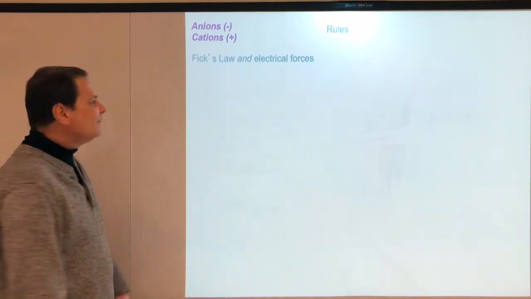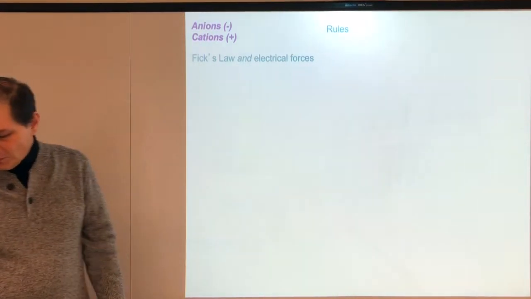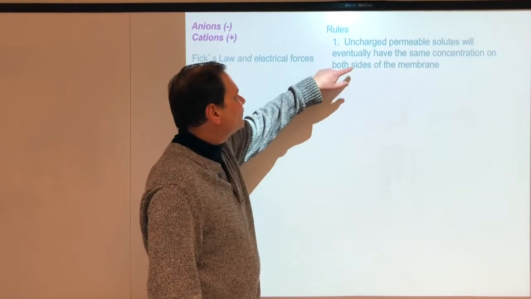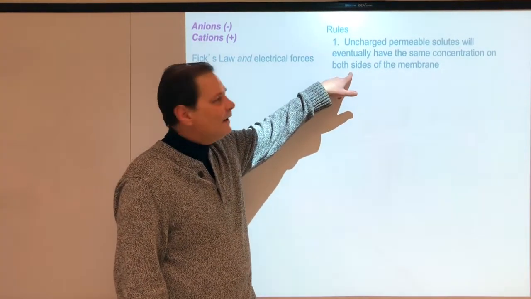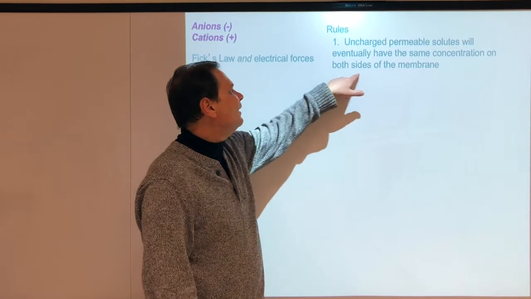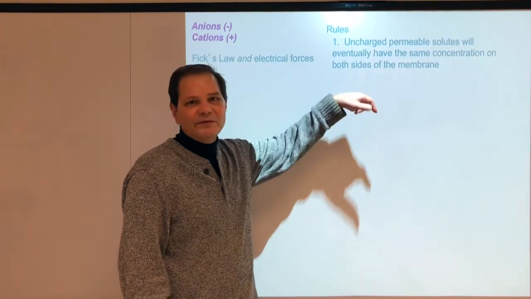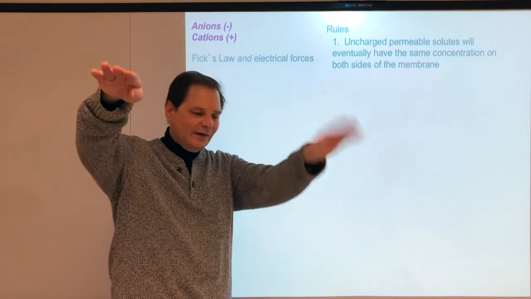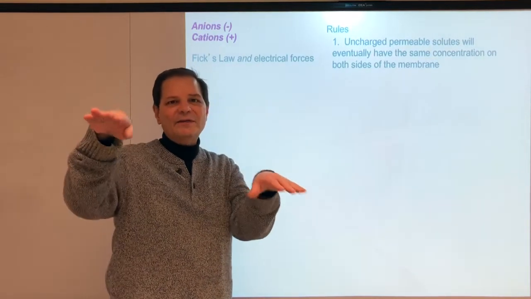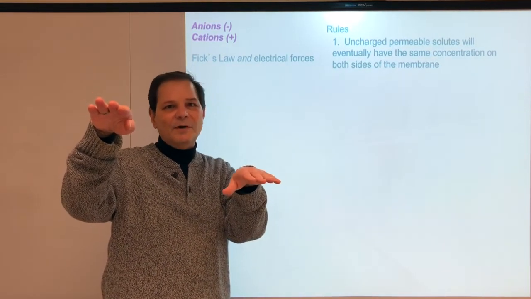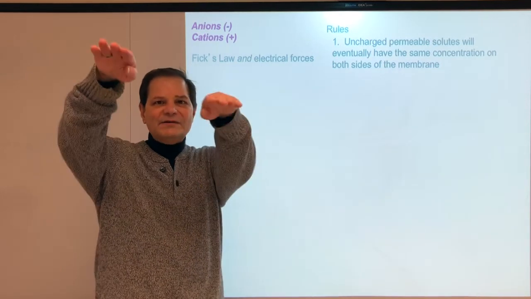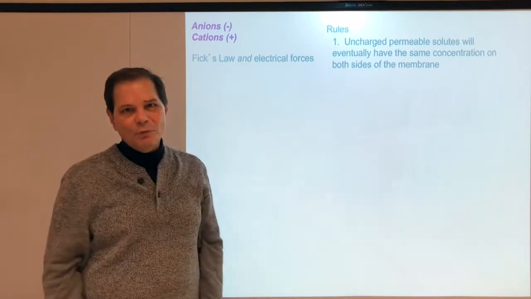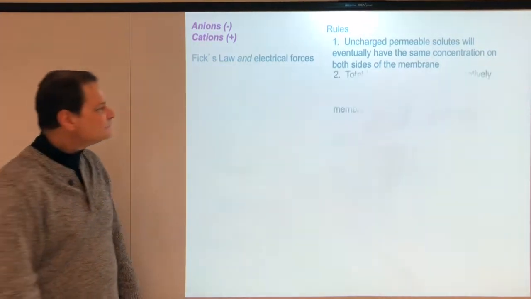Let's talk about the rules for transport across a membrane. If it's uncharged and it's permeable to the membrane, eventually the concentration of the substance will be the same on both sides of the membrane. So if I have a high concentration of X on the outside, low concentration inside, if X is freely permeable to the membrane, it can move across the membrane. Eventually, X will move until those concentrations are equal. Rule number one, no problem, right?